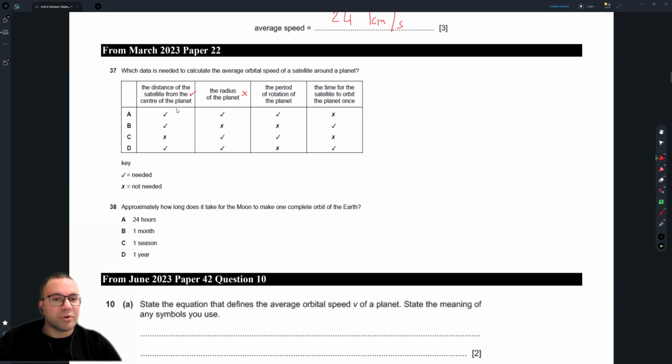The period of the orbit rotation of the planet. Do I care about the time that the planet rotates about itself? The time taken for the satellite to orbit the planet. Absolutely, because I want the time taken for the satellite to go around. I don't want the planet to go around itself. So which choice gives you the first and the last one? That would be B. Next. Approximately how long does it take the moon to make one complete orbit? We just said it's a month, so B is the answer.